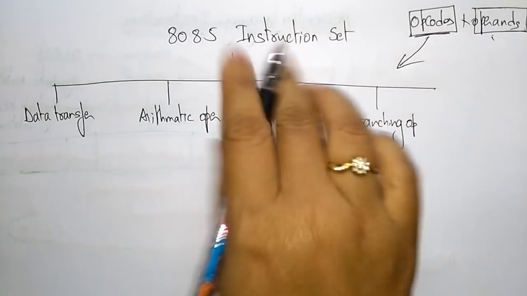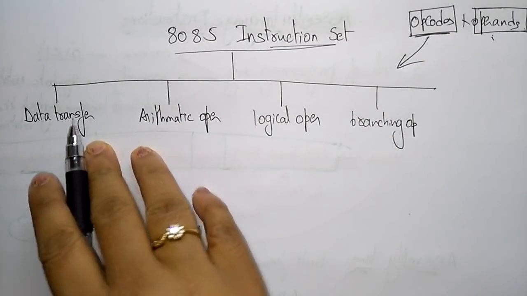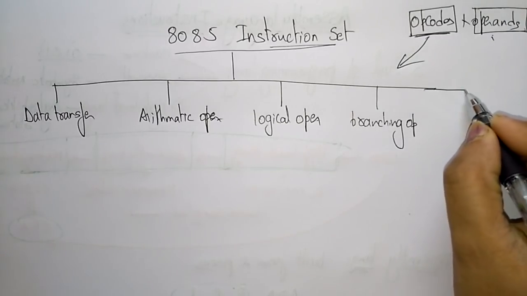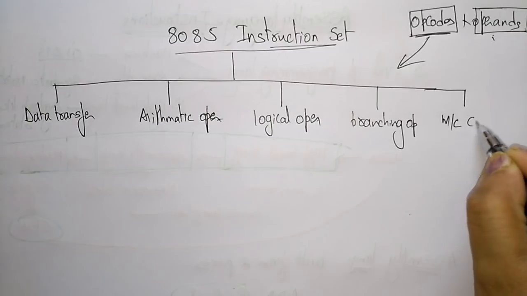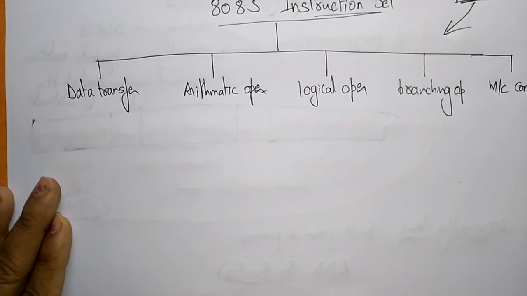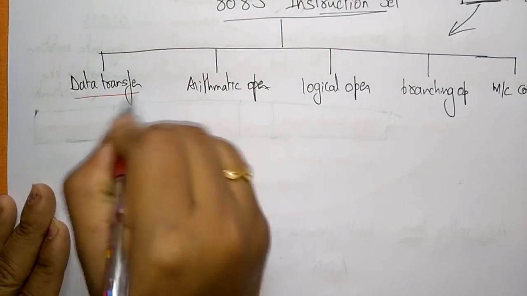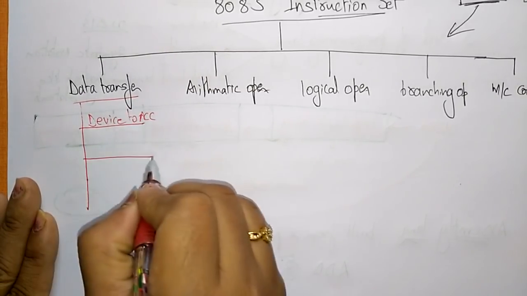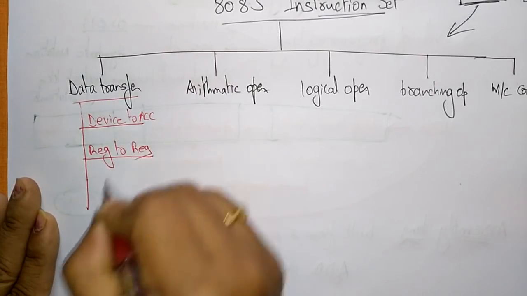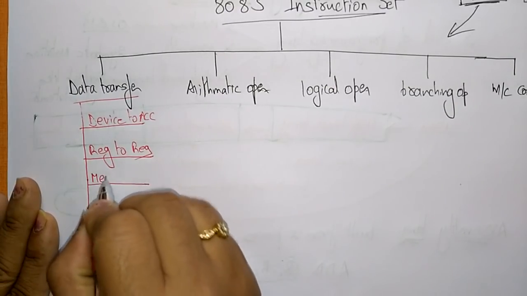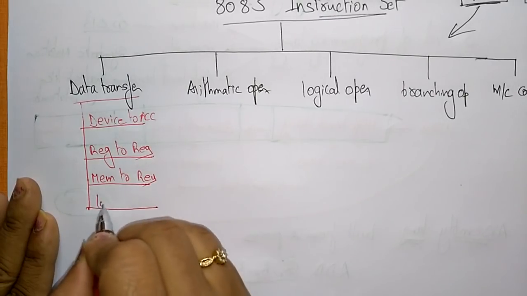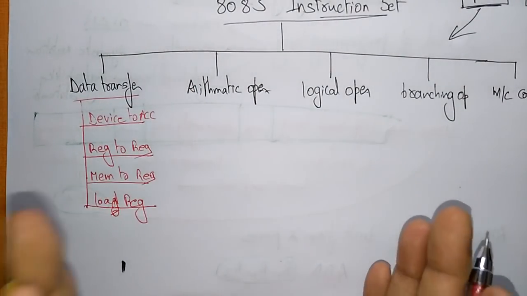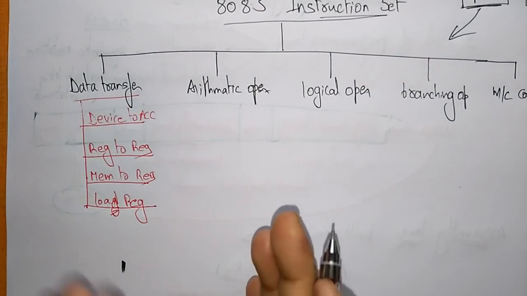So the 8085 instruction set consists of a set of opcodes: data transfer opcodes, arithmetic opcodes, logical operations, branching operations, and machine control instructions. The data transfer instructions are device to accumulator, register to register, where you can transfer the data by using the move instruction, memory to register, load register. These are the different data transfer instructions, where we are just transferring the data from one operand to another operand.